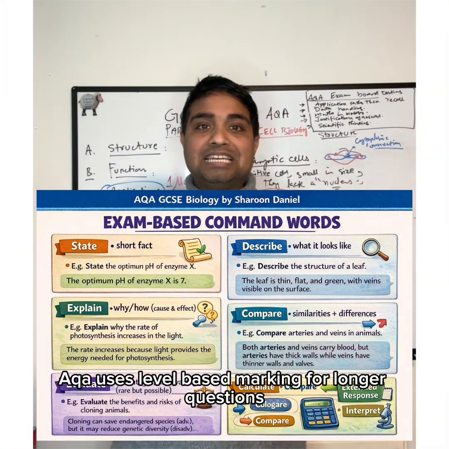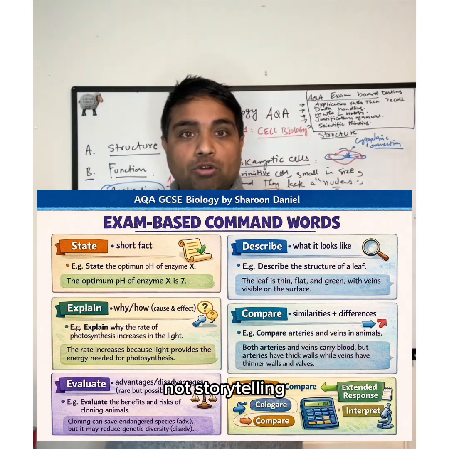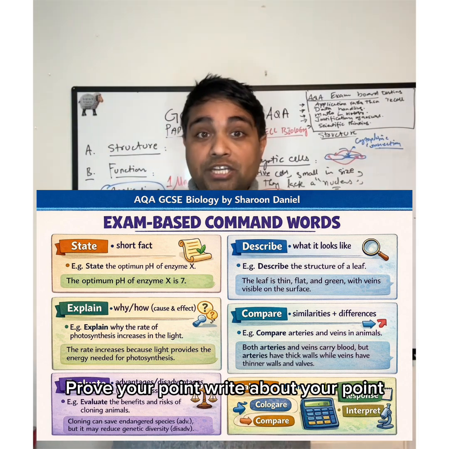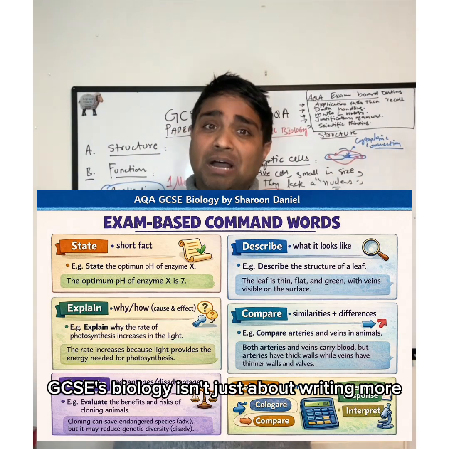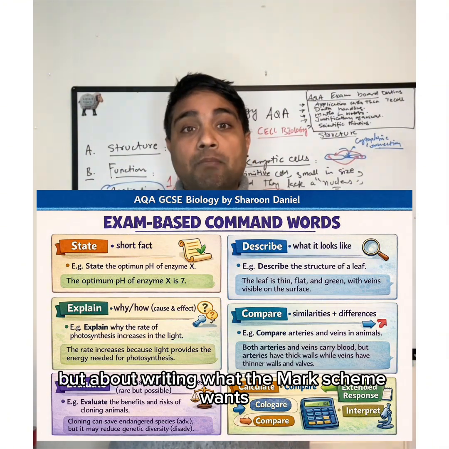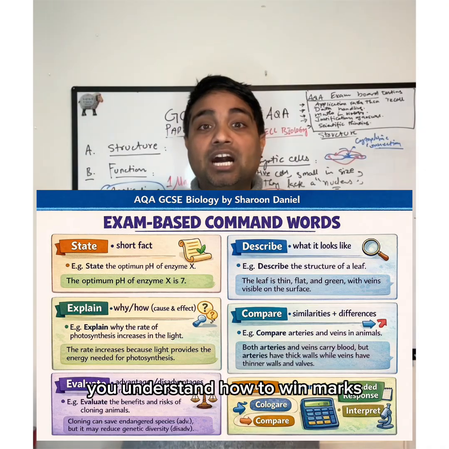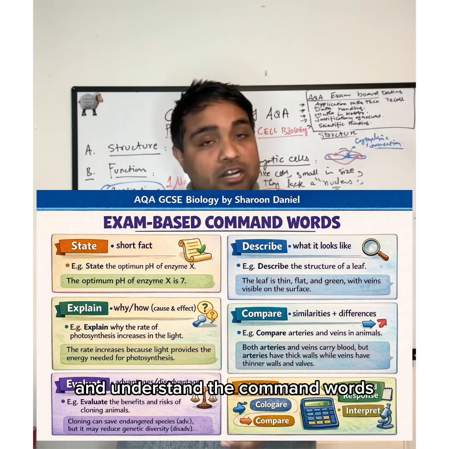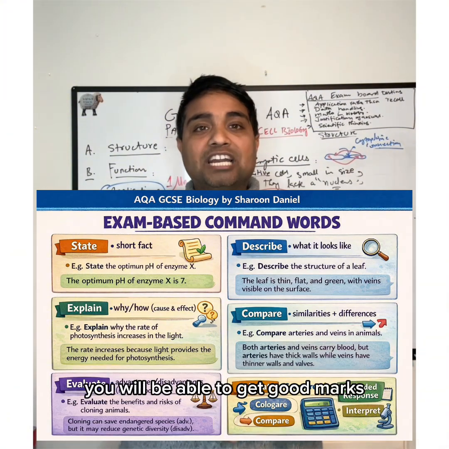AQA uses level-based marking for longer questions, and examiners look for structure, not storytelling. Therefore, always write in this fashion: make your point, write about the evidence, then explain it. GCSE Biology isn't just about writing more, but about writing what the mark scheme wants. Therefore, if you understand how AQA marks you, understand how to win marks, understand the scheme and the command words, and understand the assessment criteria and the objectives, you will be able to get good marks.